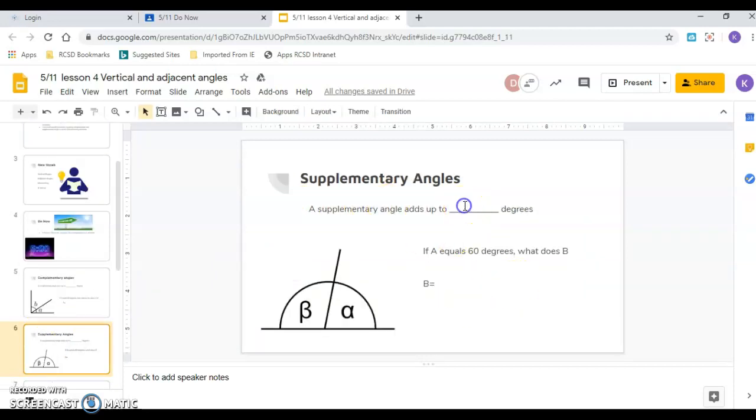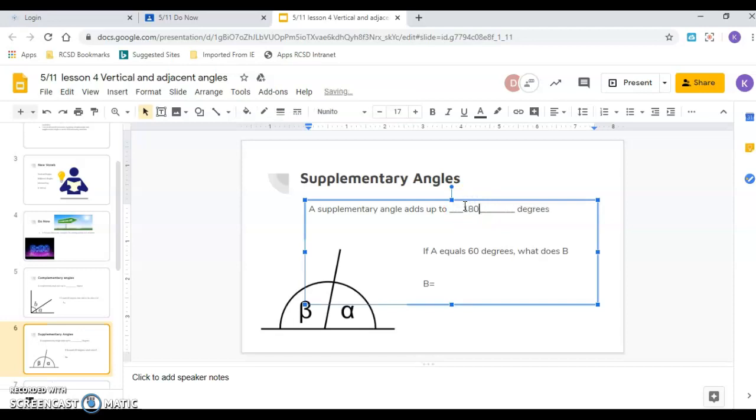And then supplementary angles again. Supplementary angles add up to 180 degrees. If A equals 60 degrees, what does B equal? Looking at this letter A here, if A equals 60, what will be left over? So again, I have to do some subtraction. I have to take my 180 and minus the 60. What is that going to leave me with? 120. Okay, so just a quick example there.